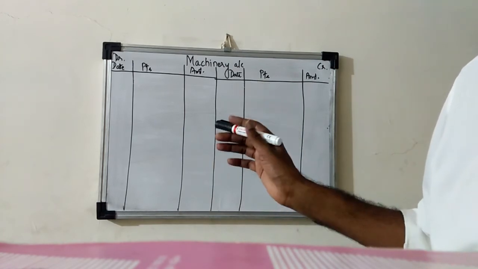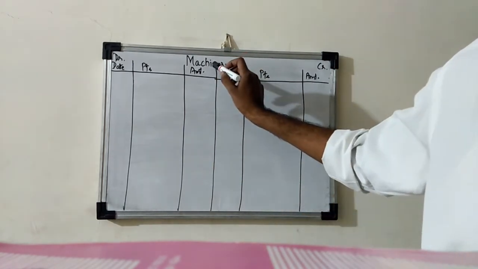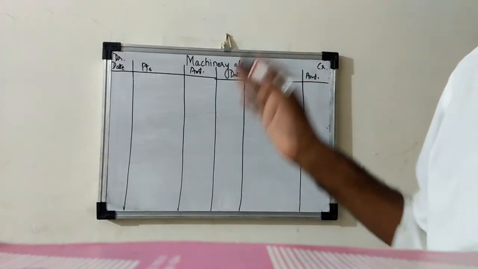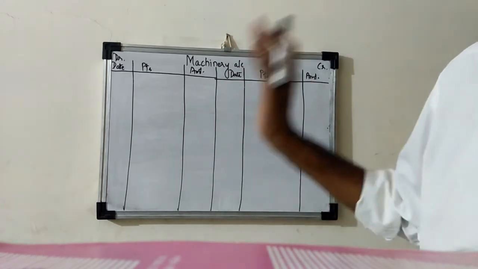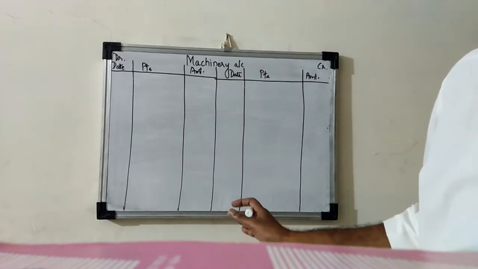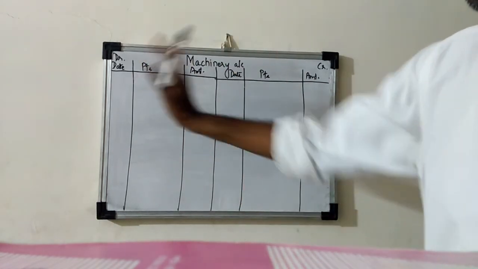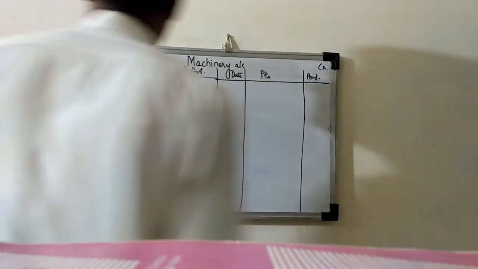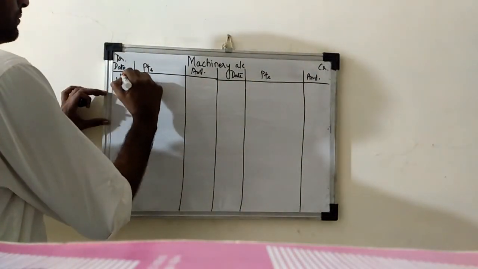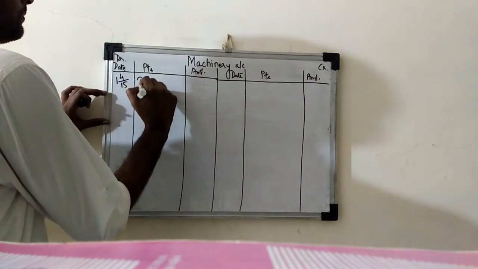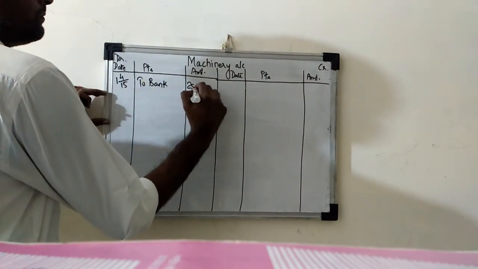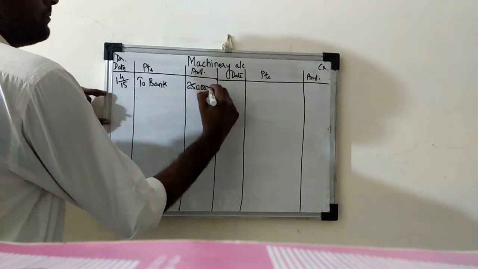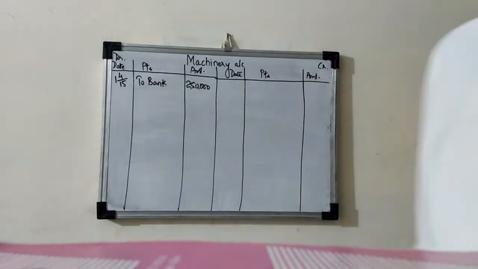Here we are purchasing the machinery and preparing the ledger of machinery account, and the machinery account is debited. Go to the debit side. Machinery account is debited with bank account. So our entry is to bank 2,50,000.